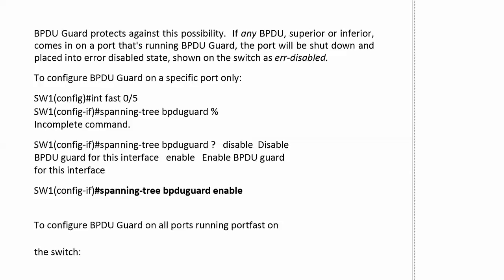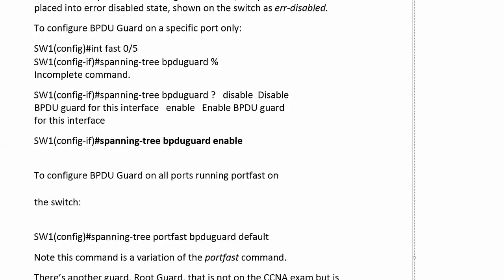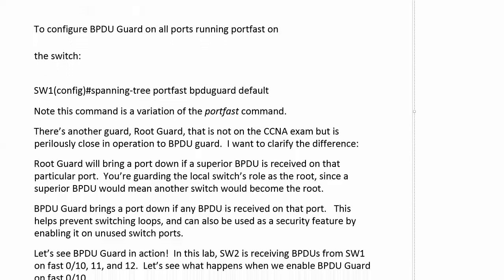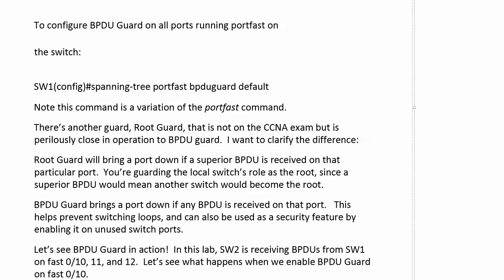Now you can configure BPDU Guard globally. Usually when you use it though, you're going to configure it on a per interface basis. And you do that with the spanning-tree bpduguard enable command. We'll see this all live on the switches in a moment. But if you wanted to enable it globally, you actually use the spanning-tree portfast bpduguard default command. It's actually a variation of the portfast command.